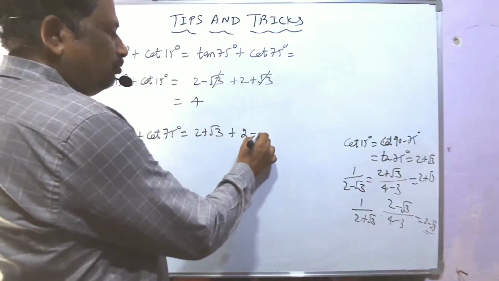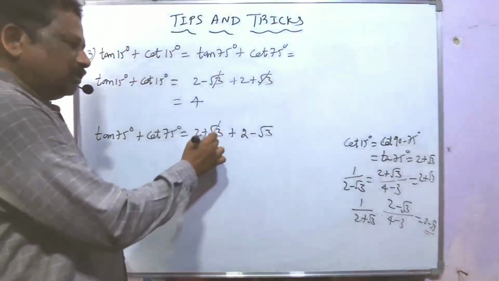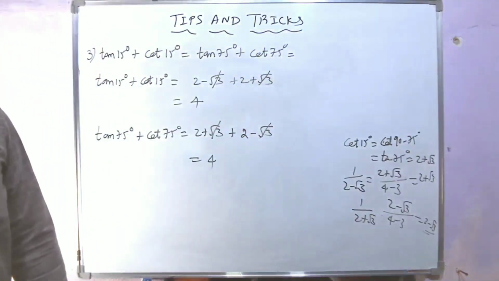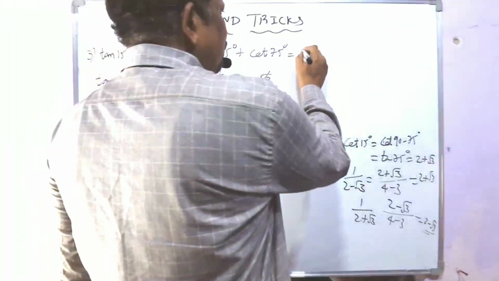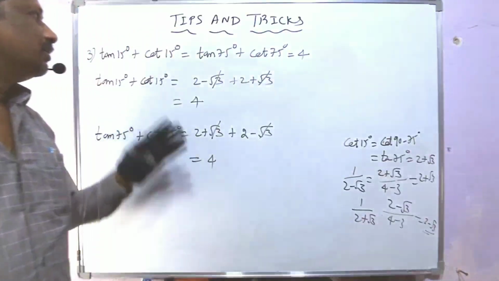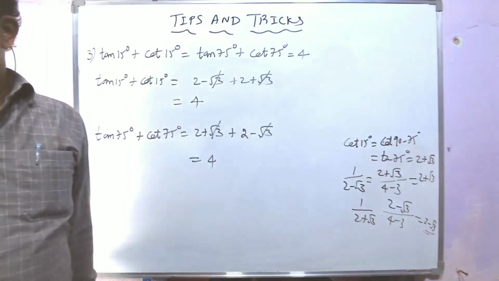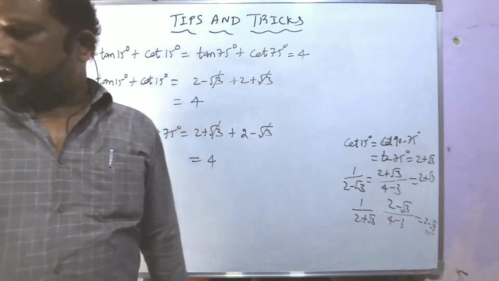So 2 plus root 3 plus 2 minus root 3. In this, plus root 3 and minus root 3 get cancelled. 2 plus 2, 4, will come. Okay, clear? So from this trick, this value is equal to 4. Okay? Copy it. Next value.